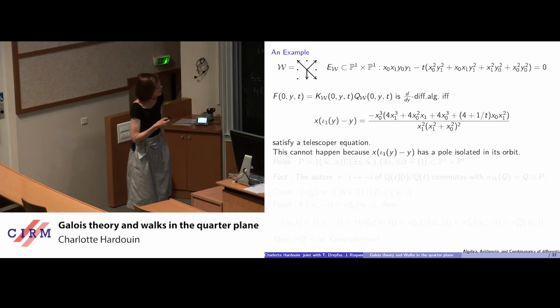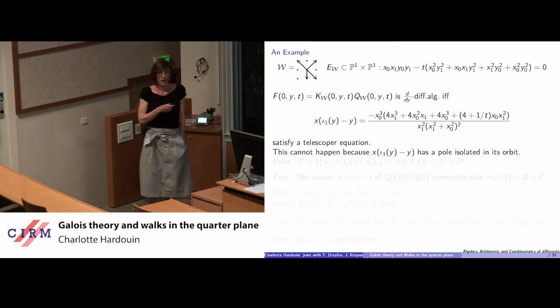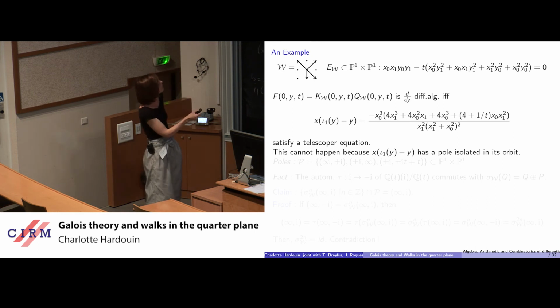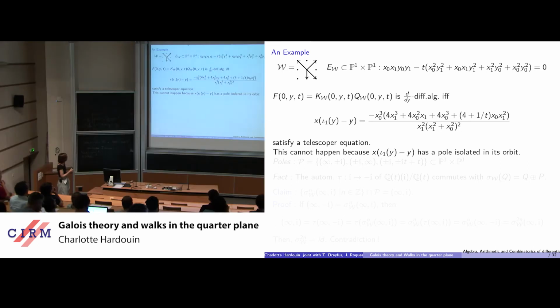Okay, so I just want to show you an example of the strategy with the Galois action. So for instance, you consider this set of directions with weight 1. So the kernel is given by this equation. And we have reduced the question to showing that the generating series is differentially algebraic if and only if this guy has a telescoper equation. So there should be a square here. It's a square of this guy.